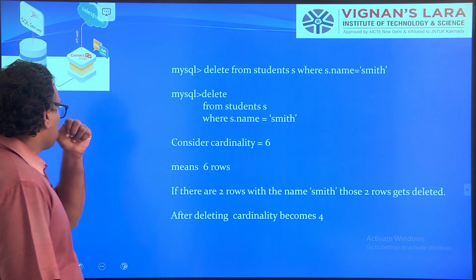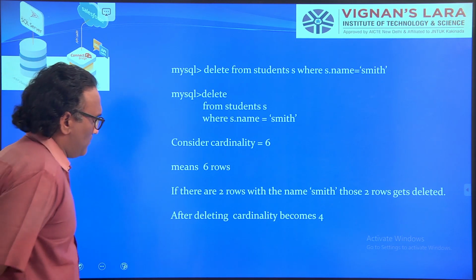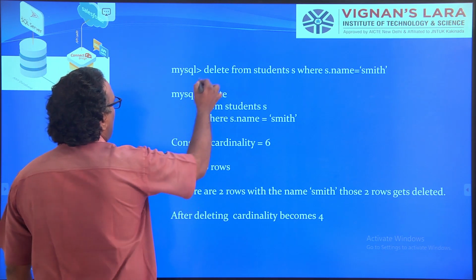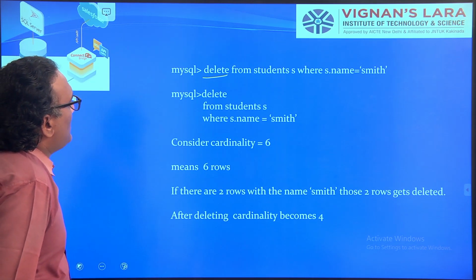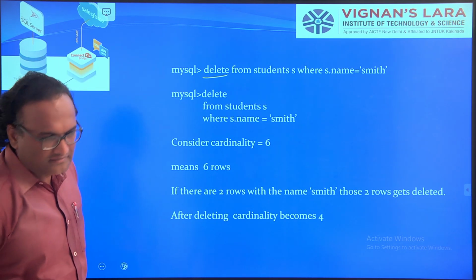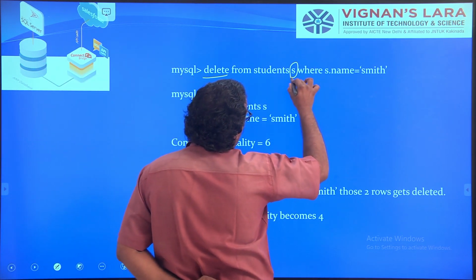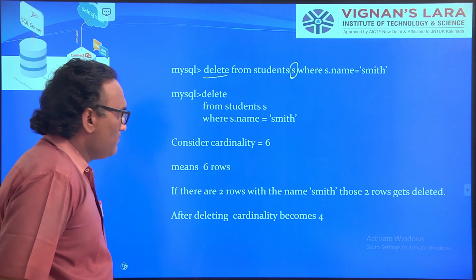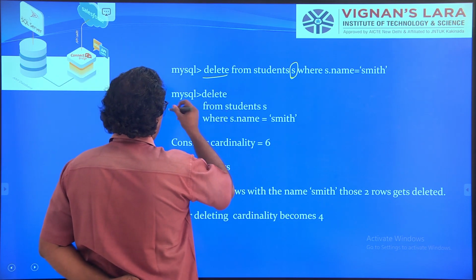Next one is, I want to delete a particular row. How can I delete? You have a command called the delete command. So delete from students, delete from the table students. I will give you the details of why I wrote S here. Where S dot name is equal to Smith.